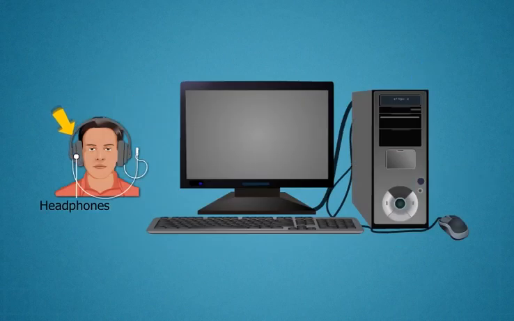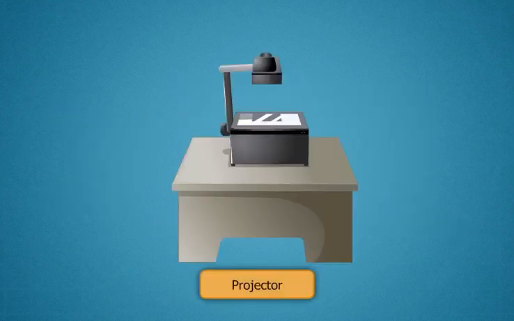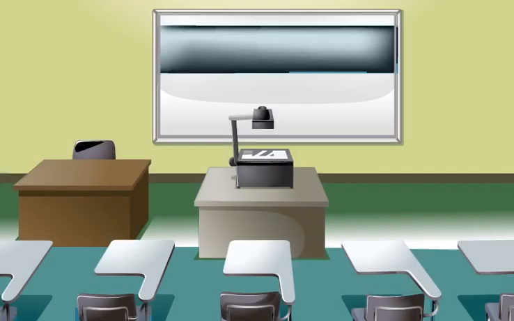Headphones give sound output from the computer. They are similar to speakers, except they are worn on the ears, so only one person can hear the output at a time. Projector is an output device with which an image and text is projected onto a flat screen. A projector is often used in meetings or to make presentations. It allows the display to be visible to many people.